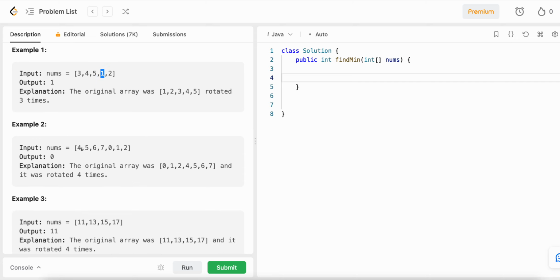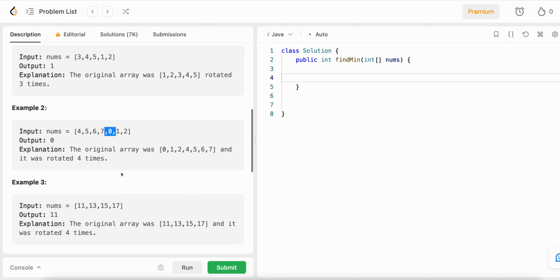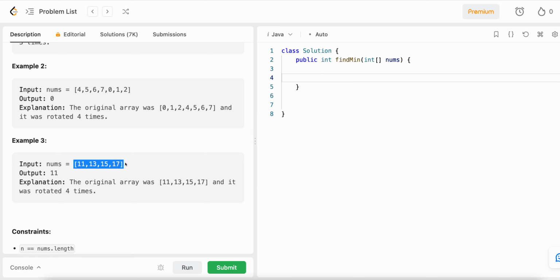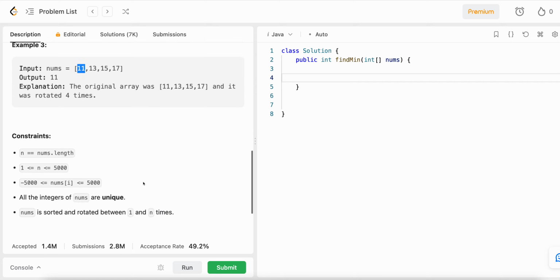Similarly 4 5 6 7 0 1 2, the array has been rotated 4 times, and this is the rest of the array. So the minimum of this is 0. Similarly, this has been rotated 4 times and there were 4 elements, so it becomes the same, and the minimum is 11. Okay, let's understand the constraints.